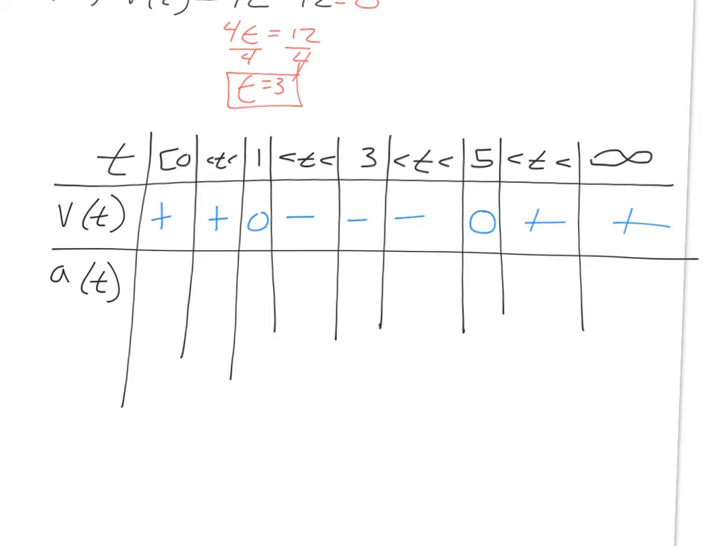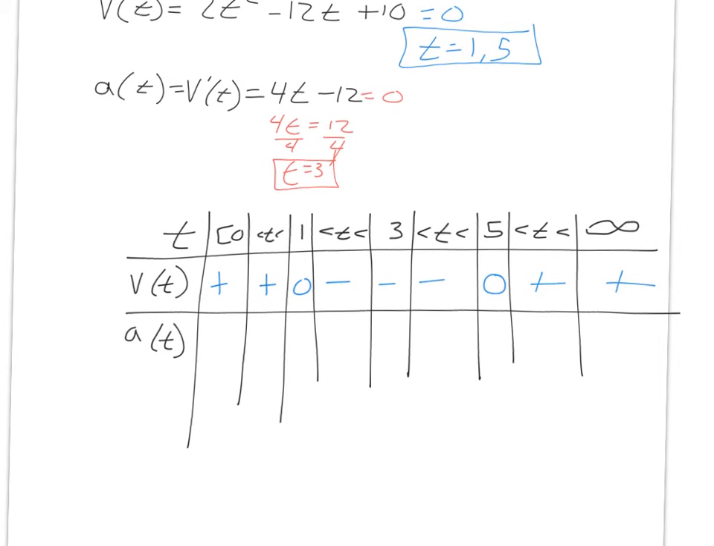But now for the acceleration, we could just plug in these values. So what does it equal at 0? Well, 0 would give a negative. Anything less than 3 would give us negative. So I'm just going to say negative, negative, negative. Here's when I get a 0. Then anything after 3 is going to give me a positive. That's a weird plus sign. There we go. All right.